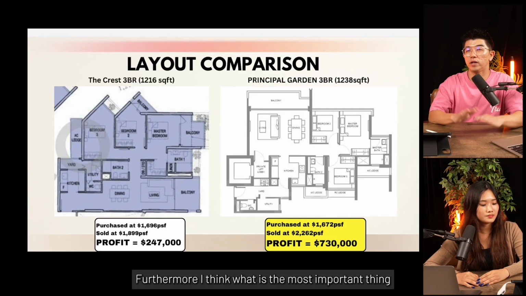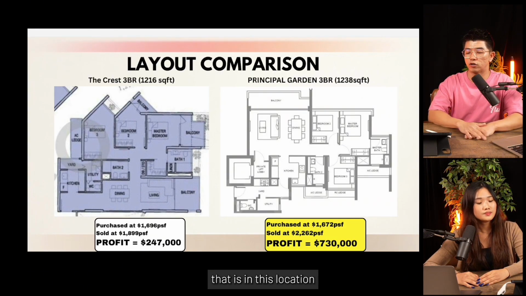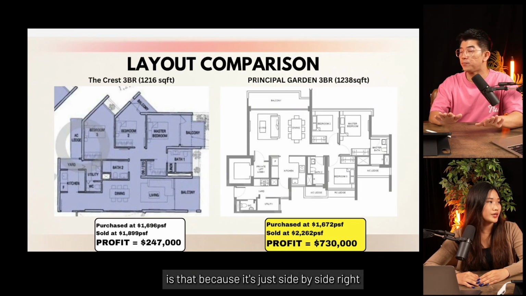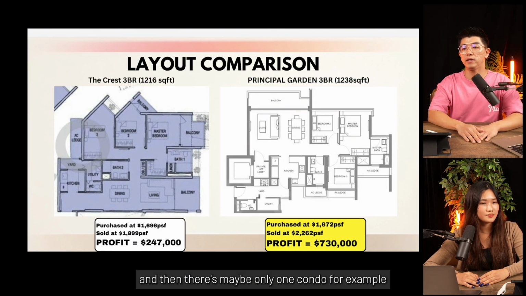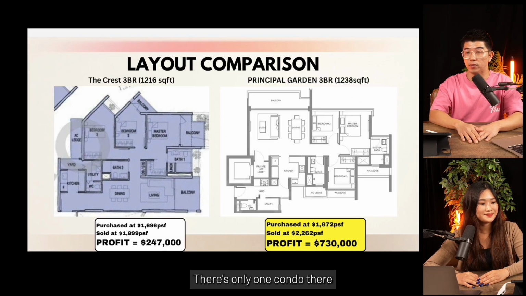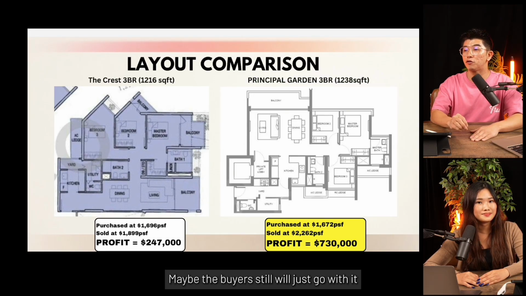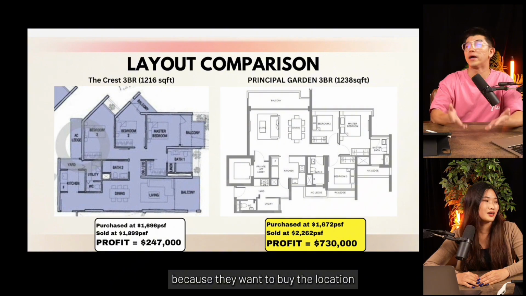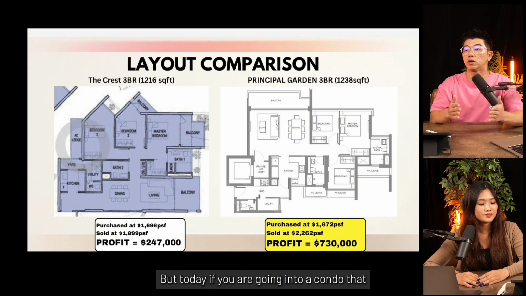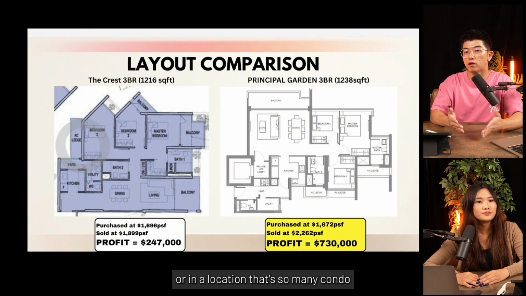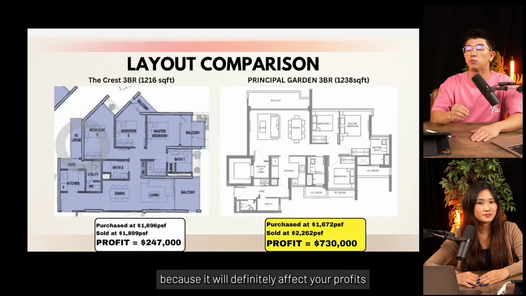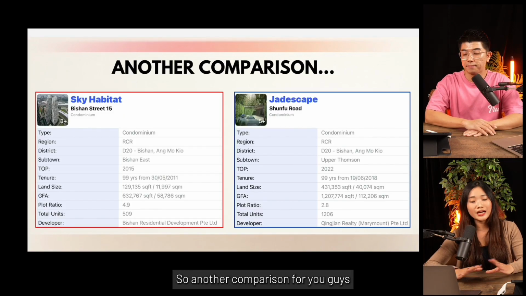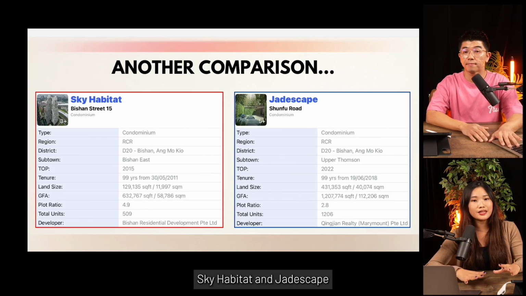Furthermore, I think the most important thing in this location is that it's just side by side, right? Yeah. So people will naturally compare. So if today you go into a location and there is maybe only one condo, the buyer still will just go with it because they want to buy the location. But today, if you are going into a location that has so many condos, you must be very careful about the right type of layout to go into, because it will definitely affect your profits or your sales going forward.